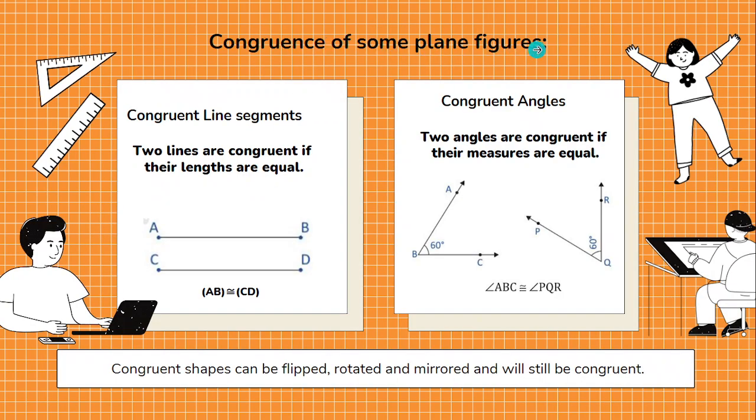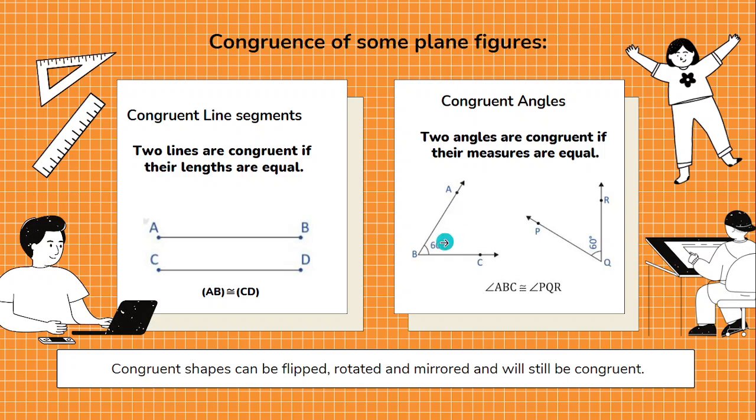Now congruence of some plane figures. Let's see. When can we say that two lines are congruent? Obviously if their lengths are equal, because lines have only one measure, that is its length, right? So here AB is congruent to CD. So this is the symbol of congruence, and this is the way of writing that yes, line segment AB is congruent to CD. Similarly, if we take angle, angle also has only one measure, right? So if measures of two angles are equal, then we can say that yes, these two angles are congruent.